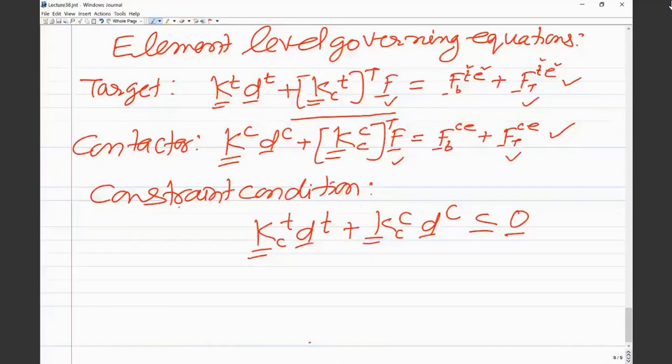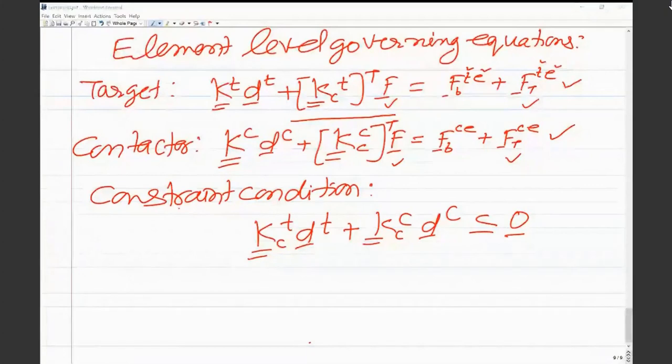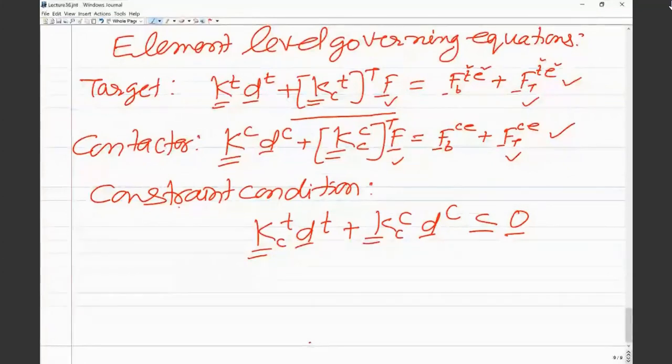Sir? Yeah. For the element level governing equation, are they only useful for the elements that are in contact, or for the whole body? Now, as far as these terms are concerned, they will be there for any element of the target body. And this additional term would be there if that element of the target body is in the contact region. Similarly, when you look at the elements of the contactor body, if that particular element is in the contact region, then this term would be there. Otherwise, only these other terms will be there.